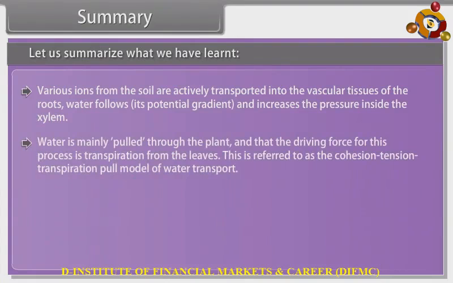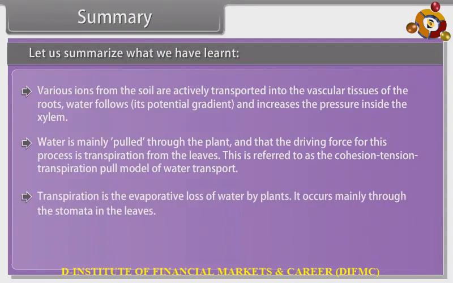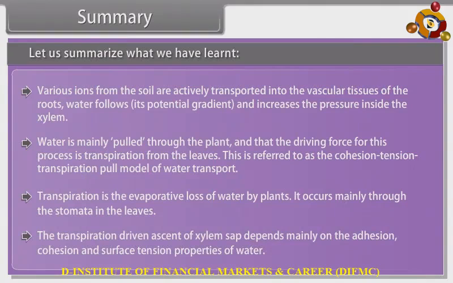Water is mainly pulled through the plant, and the driving force for this process is transpiration from the leaves. This is referred to as the cohesion-tension-transpiration pull model of water transport. Transpiration is an evaporative loss of water by plants. It occurs mainly through the stomata in the leaves. The transpiration-driven ascent of xylem sap depends mainly on the adhesion, cohesion, and surface tension properties of water.